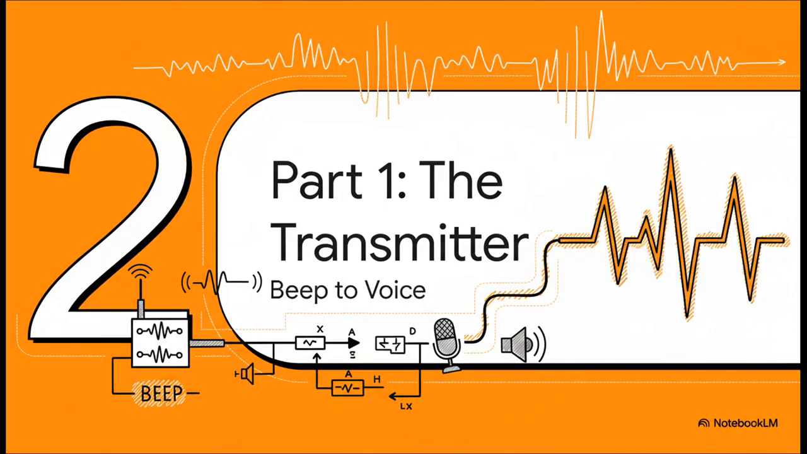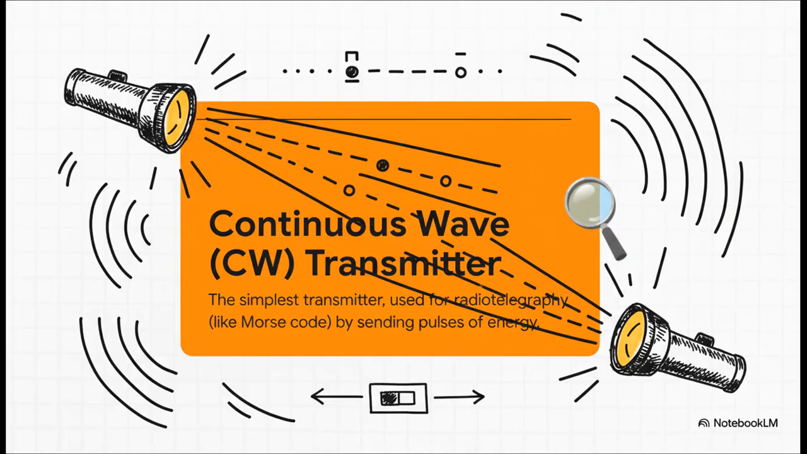Okay, let's kick things off with part 1, the transmitter. We're going to look at how this thing works, building our way up from sending just a simple little beep all the way to transmitting a clear human voice. All right, so the simplest type of transmitter, the granddaddy of them all, is the continuous wave transmitter, or CW for short. Honestly, the best way to think about it is like a flashlight. It's just creating a constant beam of radio energy, and all you're doing is turning it on and off to make short or long pulses, the dots and dashes of Morse code.